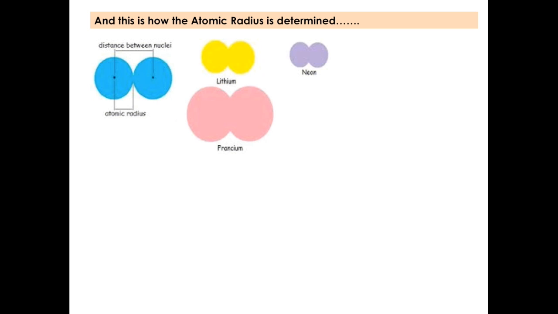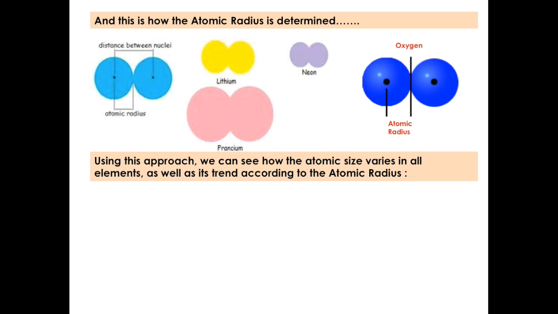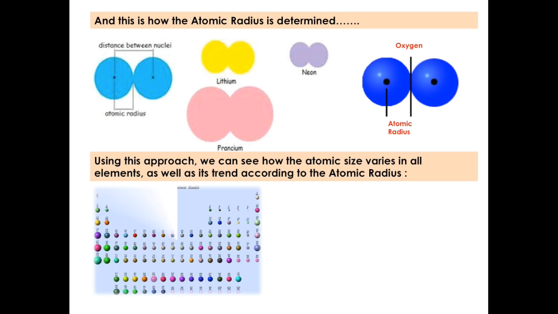Here we can see lithium, francium, neon, and oxygen. Putting two atoms together and knowing where the nuclei are, we can determine the distance from nucleus to nucleus. And this is called the distance between nuclei. And finally, we divide it by 2 and we get the atomic radius. Using this approach, we can see how the atomic size varies in all elements as well as its strengths according to the atomic radius.